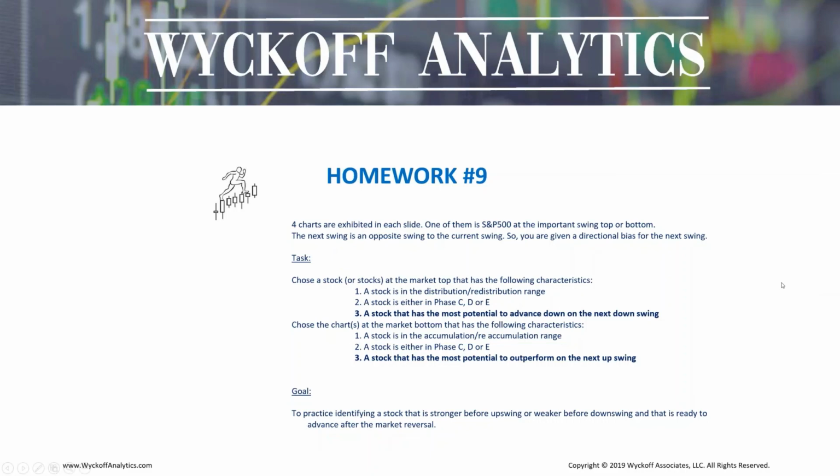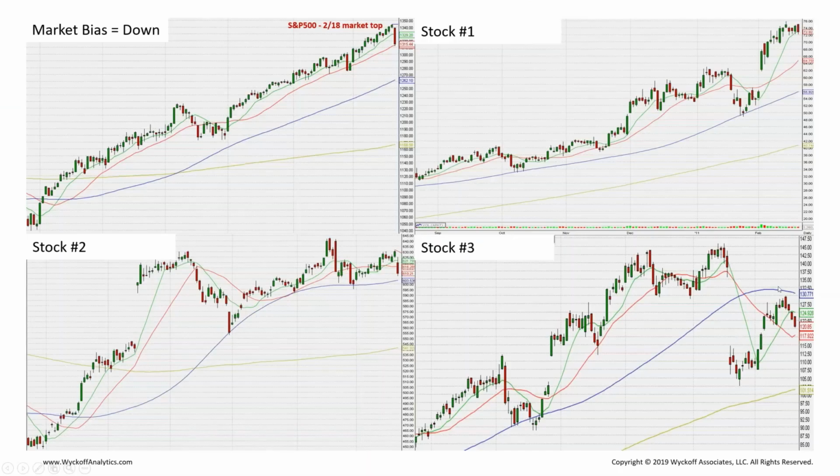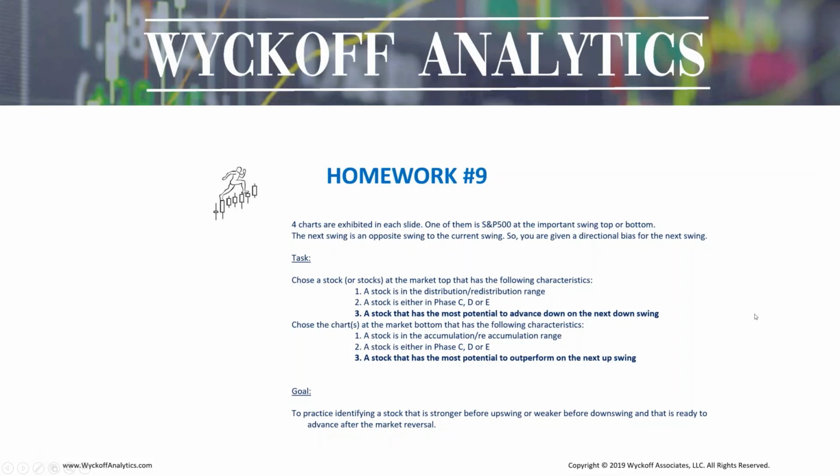4 slides. Each slide has a market and 3 stocks. I'm giving you the bias for the next swing. You have to define which stock is not only going to go in the direction of that bias, but it's going to outperform either to the downside or to the upside. Doesn't really matter. We just want to see the outperformance over the market. And then we're going to start the next class with the review of this homework. And it's a lot of fun. This homework is usually a lot of fun for students at this point of time.